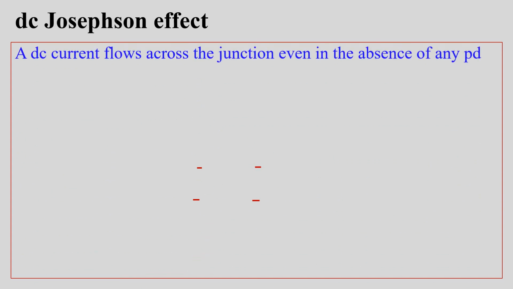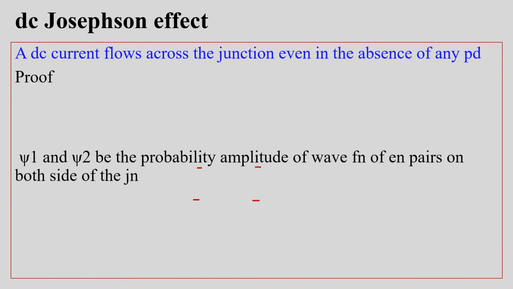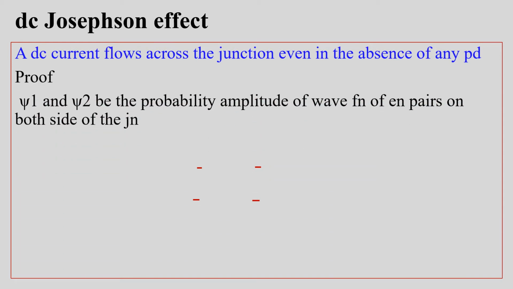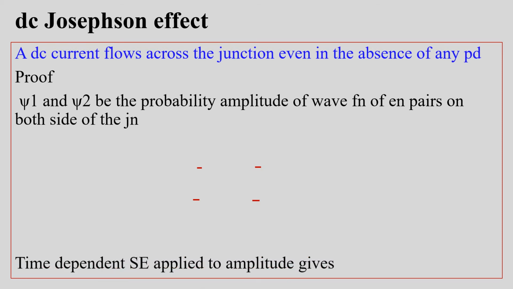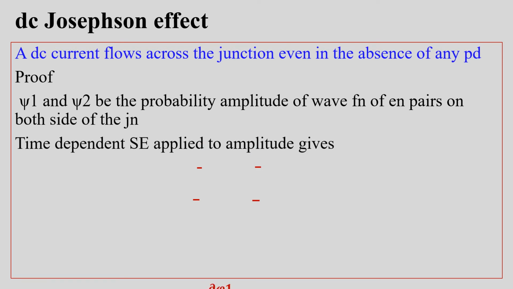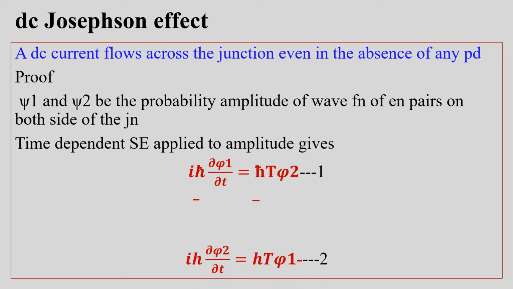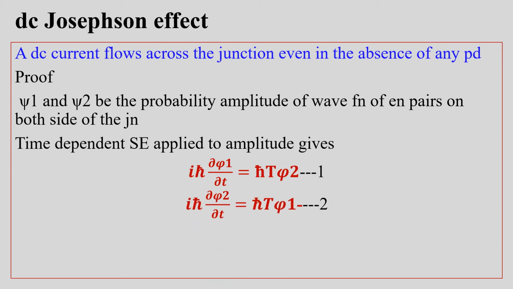If a DC current flows across the junction, even in the absence of any potential difference, it is termed as DC Josephson effect. Let's have a look at its proof. Let psi1 and psi2 be the probability amplitude of wave function of superconductors on both sides of the insulator. Then, time-dependent Schrodinger equation can be written as i h cross dou psi1 by dou t equal to h cross t psi2 and i h cross dou psi2 by dou t equal to h cross t psi1, where t represents the transmission rate from one side to other. It has a dimension of frequency.